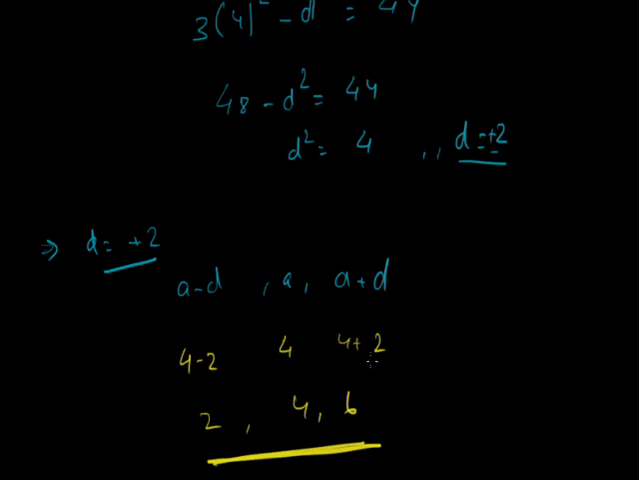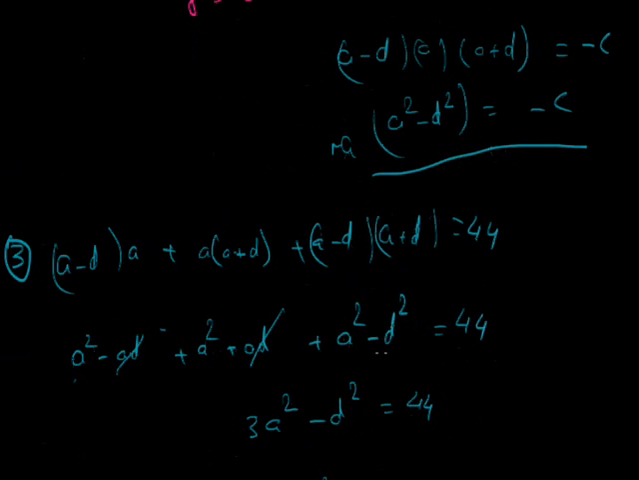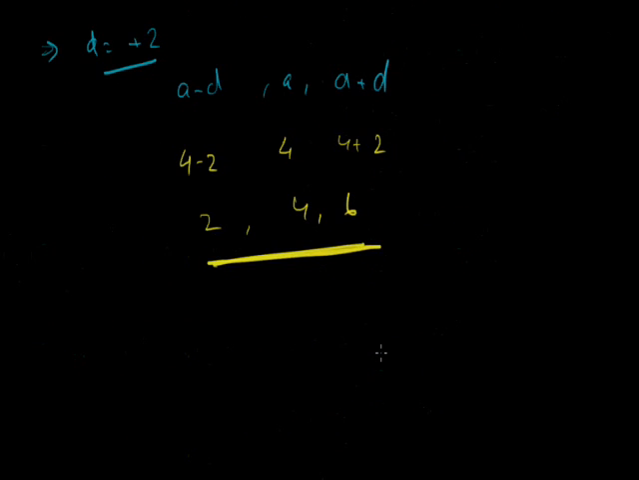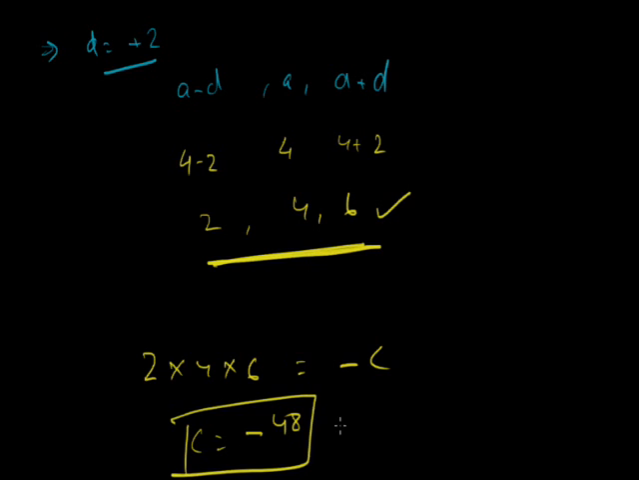Now the product of the roots is minus C, right? Product of the roots was minus C. That means if you multiply all these quantities, 2 into 4 into 6, that product is minus C. So C is minus 48 as the answer.